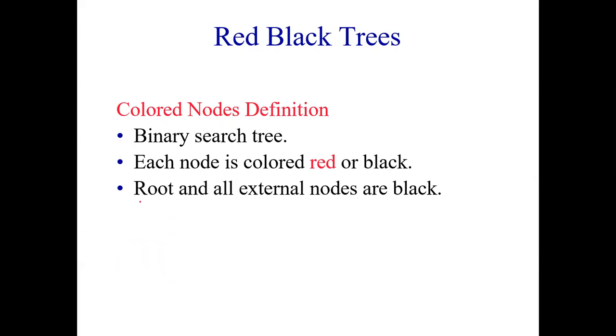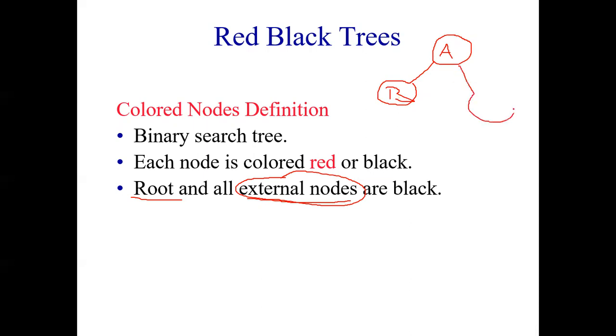The root node should always be black, and the external nodes should also always be black. Normally we refer to leaf nodes as external nodes. But in red black trees, external nodes do not mean the leaf nodes. We are talking about the children of the leaf nodes. There are no children for a leaf node. For example, if in this particular tree D is the leaf node, then D does not have any child, so here we will represent it as null.